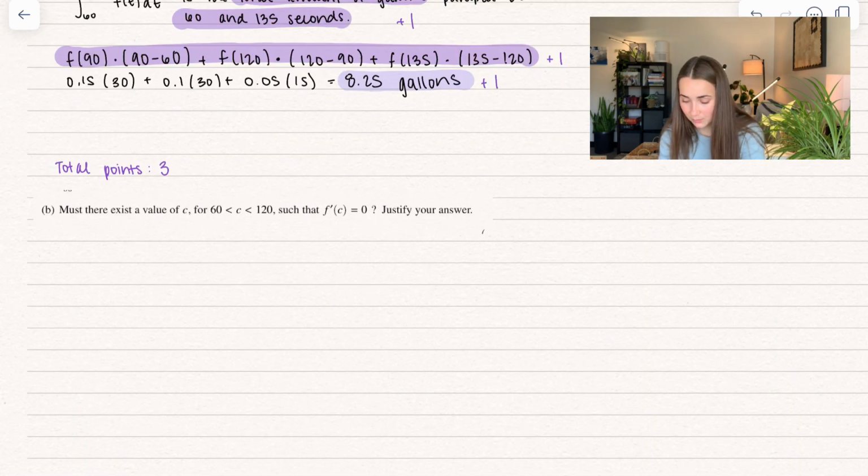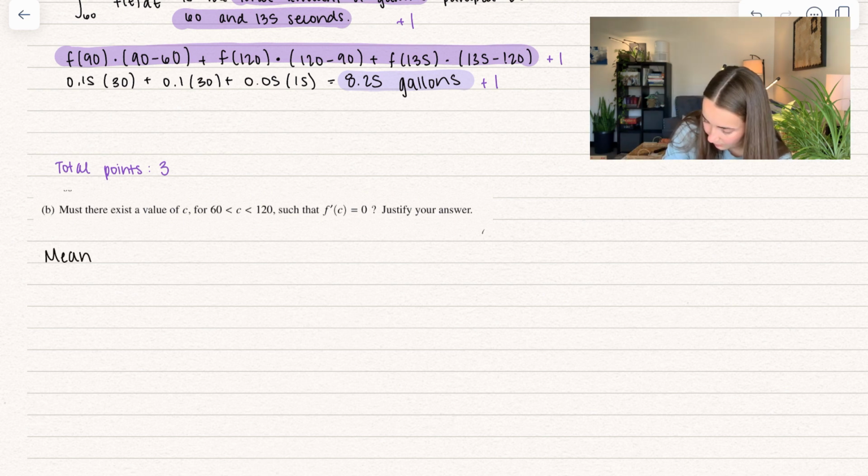The question is asking, must there exist a value of C where 60 is less than C is less than 120, such that f prime of C is equal to 0? So recognizing this is talking about the mean value theorem, actually. So here we have the mean value theorem. I'll go ahead and write it out for us.